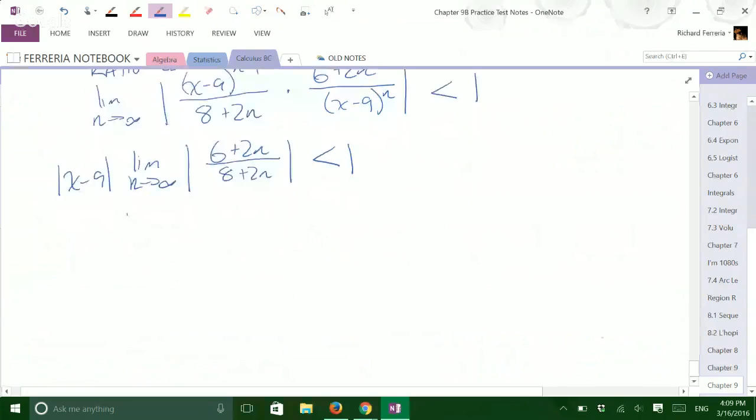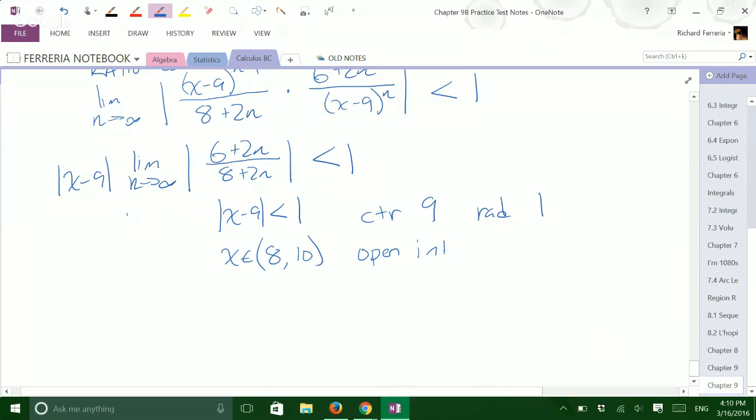That limit is 1. Again, look at the lead terms. 2n over 2n simplifies to 1. So we have the absolute value of x minus 9 should be less than 1, giving me a center of 9 and a radius of 1. That'll allow me to write down an interval really quickly. That's going to be from 8 to 10. And that's my open interval. That's not the final interval. It's just an open interval.